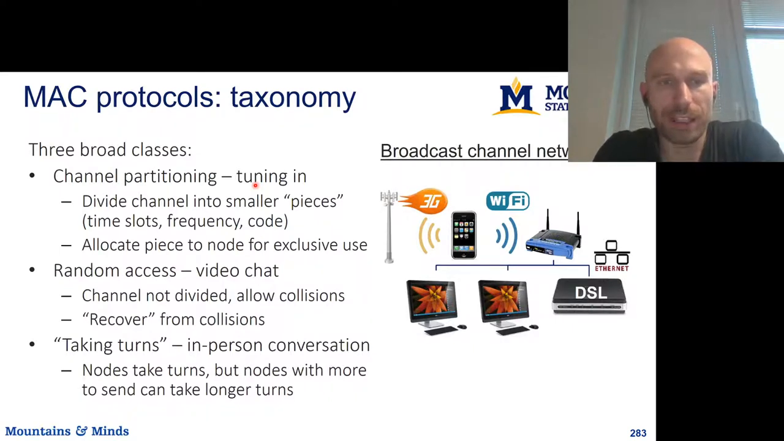Okay, random access is another approach where the channel is not divided, and we in fact can tolerate collisions when two nodes or two people start transmitting at the same time. So there is some mechanism to allow for recovery from collisions. Well, you need to detect them, and then you need to have a method for retransmitting the lost data.